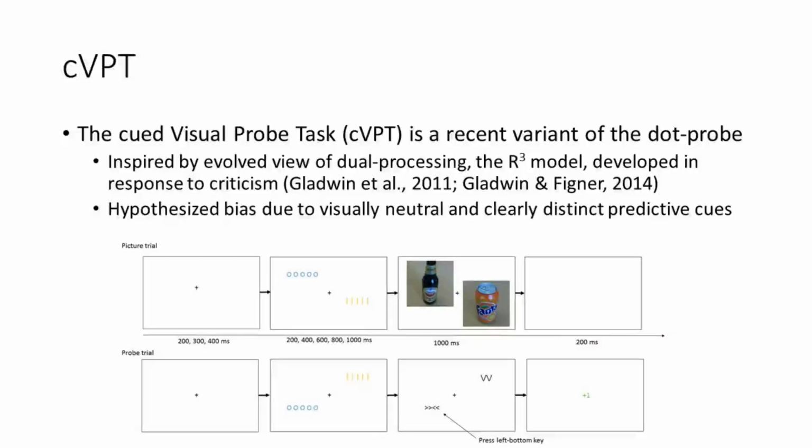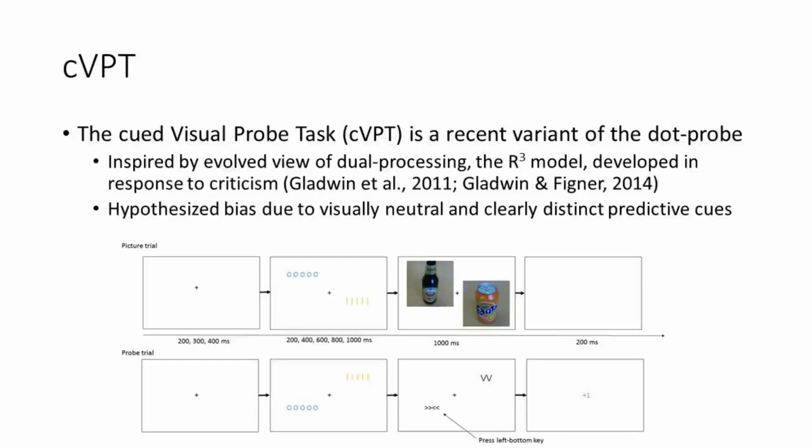What this does is, okay, we'll show you predictive cues, and we'll intermix picture trials and probe trials. On the picture trial, this establishes a predictive value of the cues. These are very distinct cues, made to be very obvious. You'll see, say, a line of blue O's and a line of yellow bars, and after a little while, the blue O's will always be replaced by, say, a bottle of beer or some alcoholic drink, and yellow bars will be replaced by a Fanta bottle, for instance.